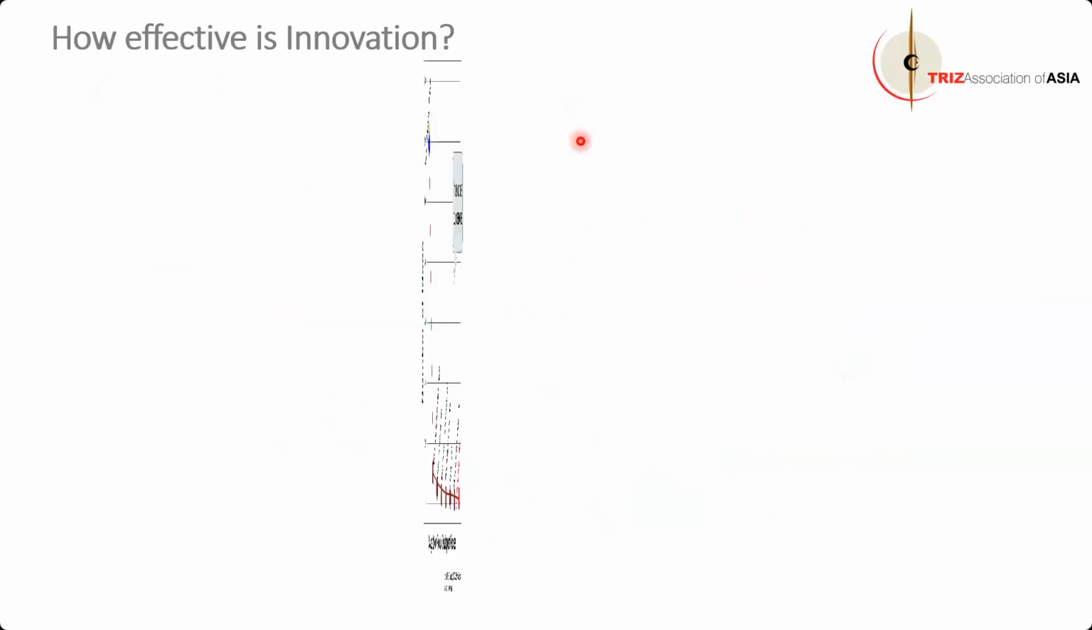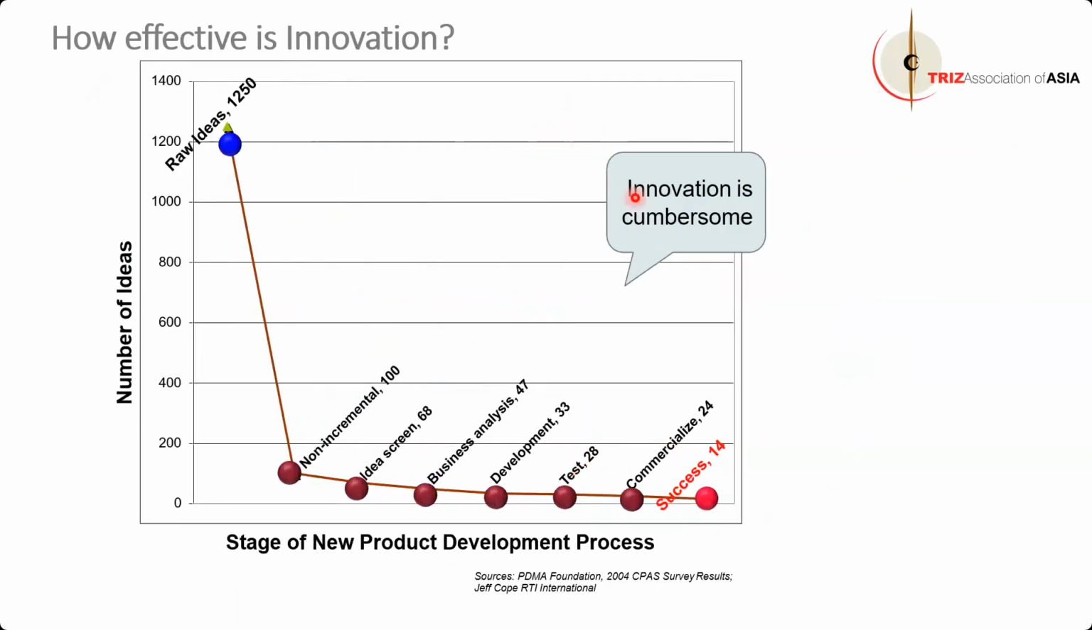Let's see one of the statistics regarding ideas. How effective is innovation? On this scale, on the y-axis, we are looking at the number of ideas, and we are seeing the stages of the new product development process. If there are 1,250 ideas, what will happen? Again, not me stating this. This is a statistic which is found true by many people.